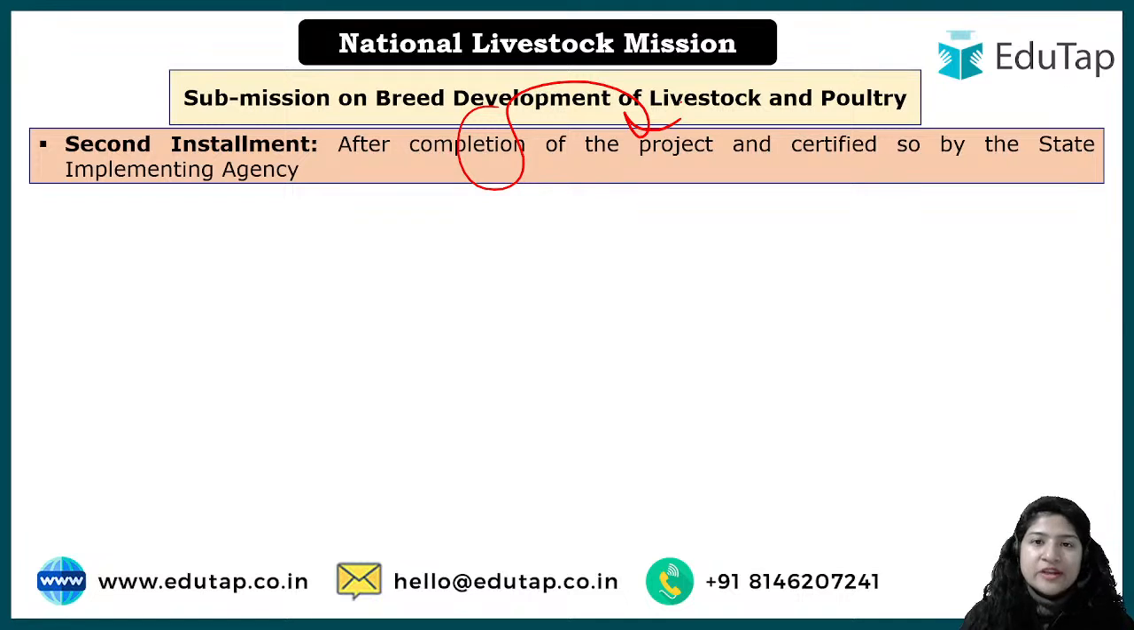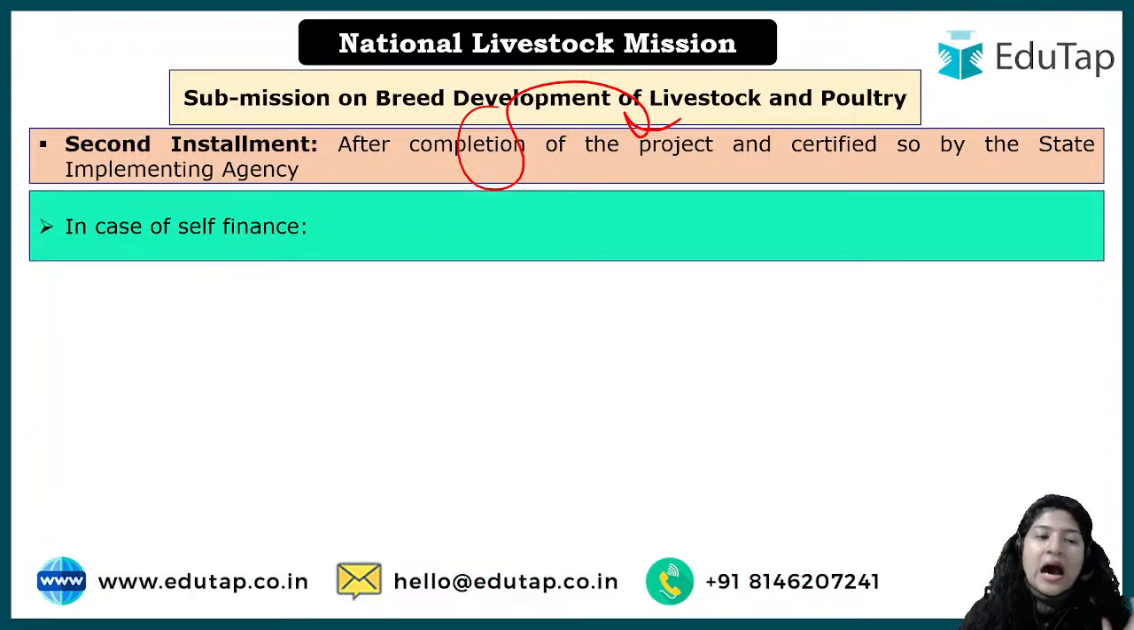So if I am a beneficiary who has taken 50% loan from the bank, my first subsidy installment by the government will be provided to me once the loan has been sanctioned to me and it has been confirmed by the state implementing agency that yes, loan has been provided. The second installment of this particular subsidy will be provided to me once the whole project is completed. I hope there is no confusion as of now. Another case can be of self finance, where I am not taking the 50% from any bank. In that case, what is the criteria for how this installment will be given?